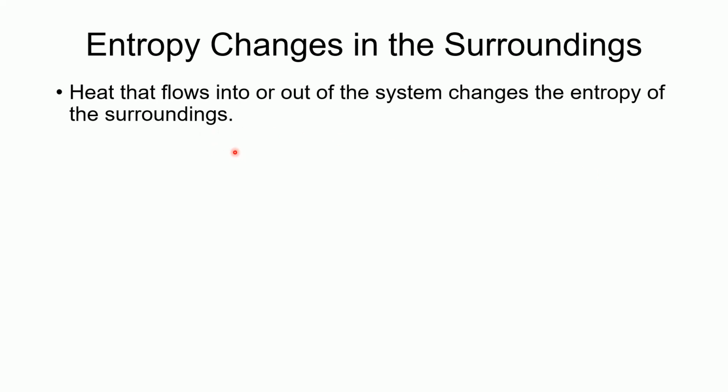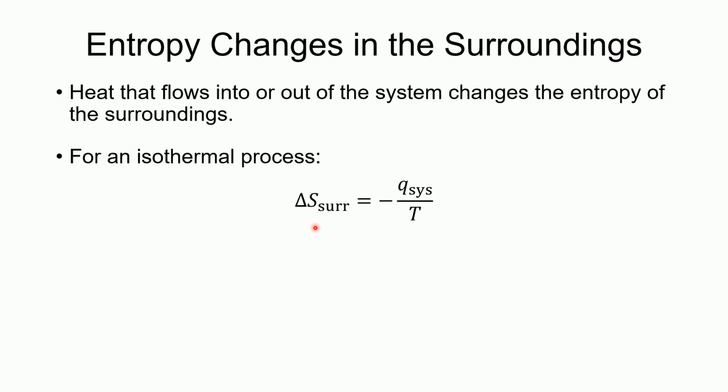Well, we'll find that heat that flows into or out of the system will change the entropy of our surroundings, because we know if temperature increases, we increase entropy. If temperature decreases, we decrease entropy. So if heat flows from our system into our surroundings, it will increase the entropy of the surroundings. For an isothermal process, we can say that delta S of our surroundings is equal to negative Q of our system divided by the temperature in Kelvin.